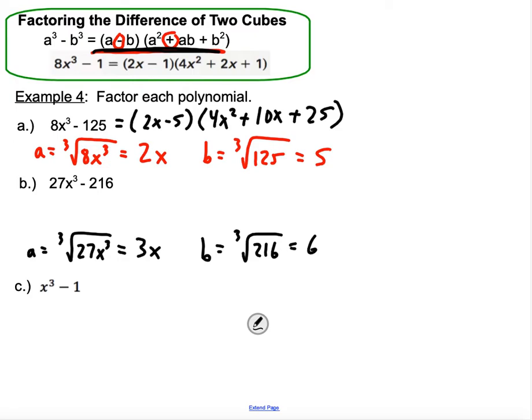So let's plug them in there. It says a minus b times, it says 3x squared, so you have to square both the 3 and the x, so that's 9x squared, plus 3x times 6, which is 18x, and then plus b squared there to be 36.